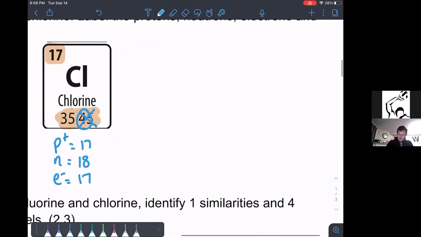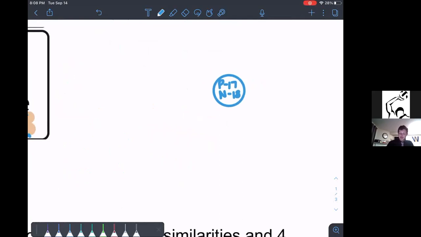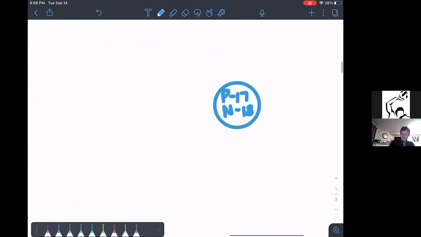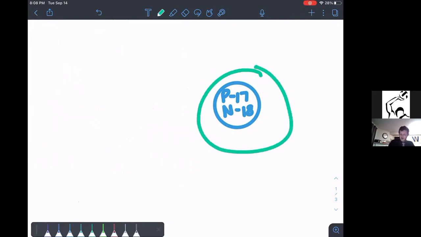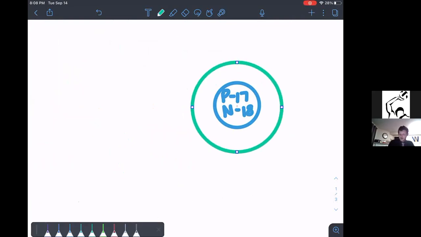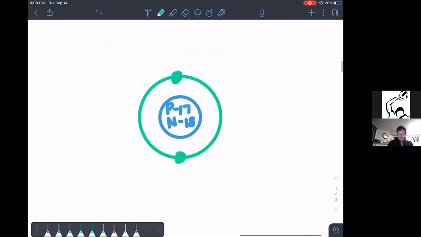Again, now we have to draw our nucleus. And we put our elements in our nucleus. So I have protons, which is 17, neutrons, which is 18. And that goes in the nucleus. And now we need 17 electrons on our orbitals. So the first row or first orbital or first ring gets only 2 yet again, only ever 2 electrons.